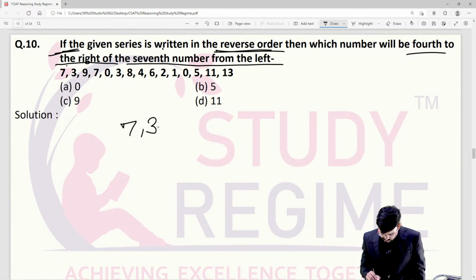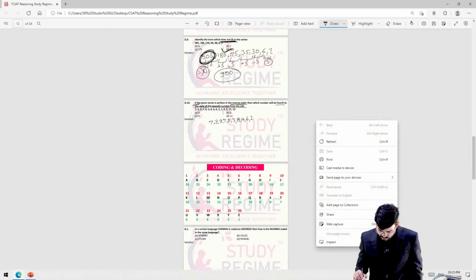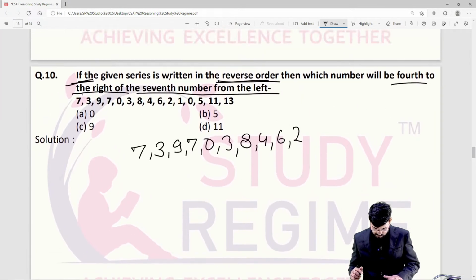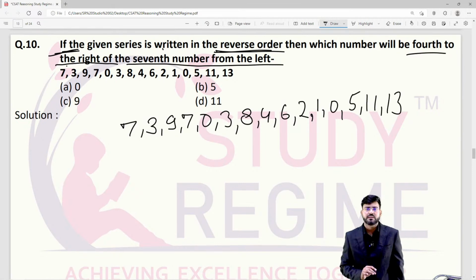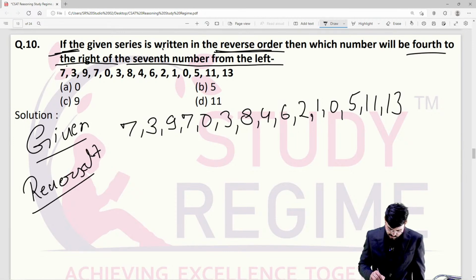7, 3, 9, 7, 0, 3, 8, 4, 6, 2, 2, 1, 0, 5, 11, 13. This is the given series. Now you will reverse it. Reverse it. What will you get?